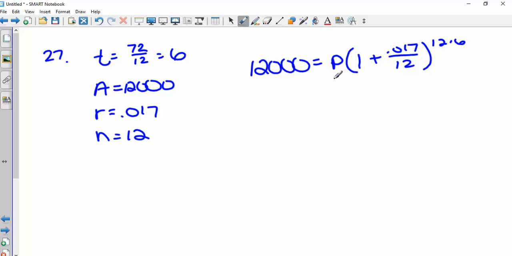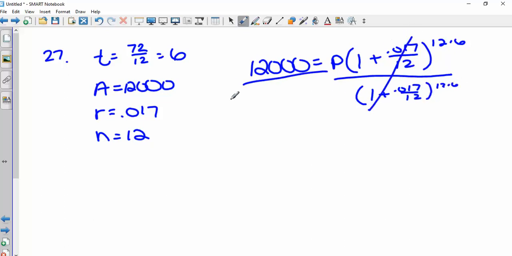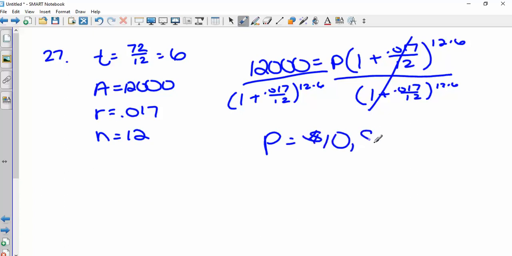So to solve this, we're going to just divide by that whole thing. Putting it all just directly in your calculator, and you get $10,837.14.